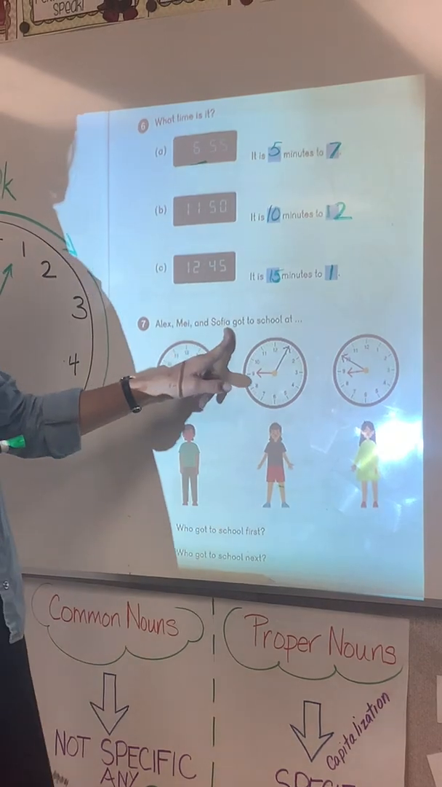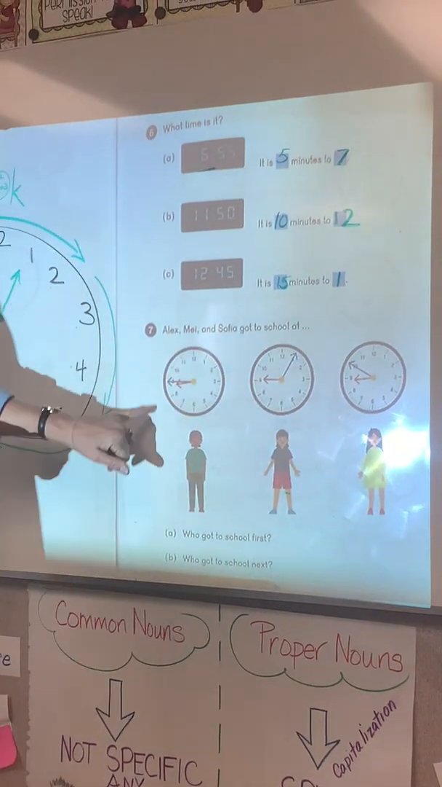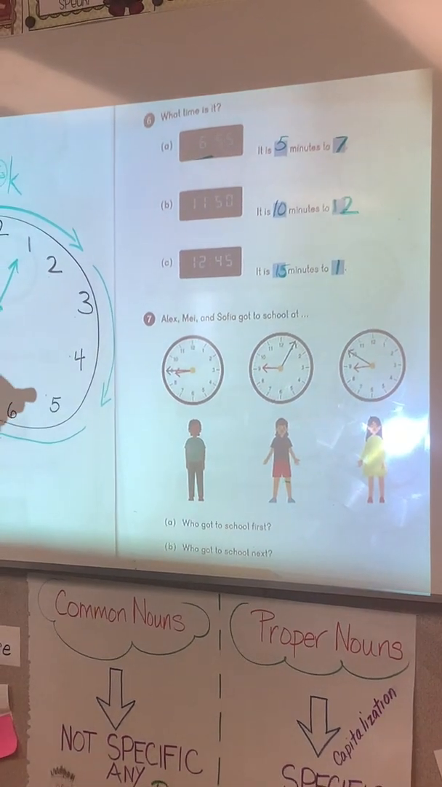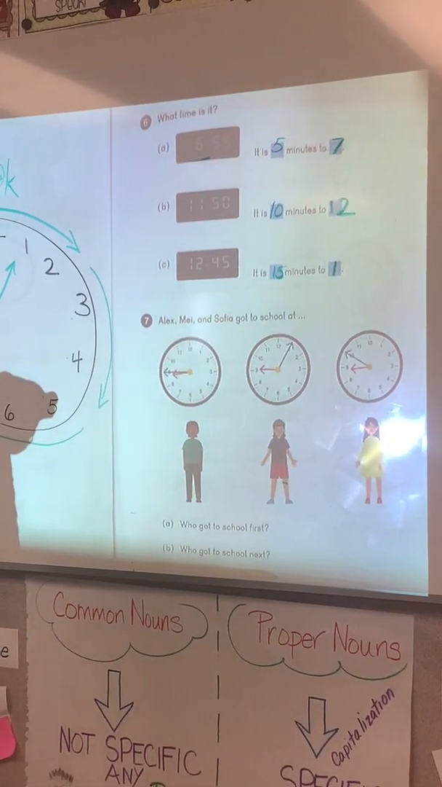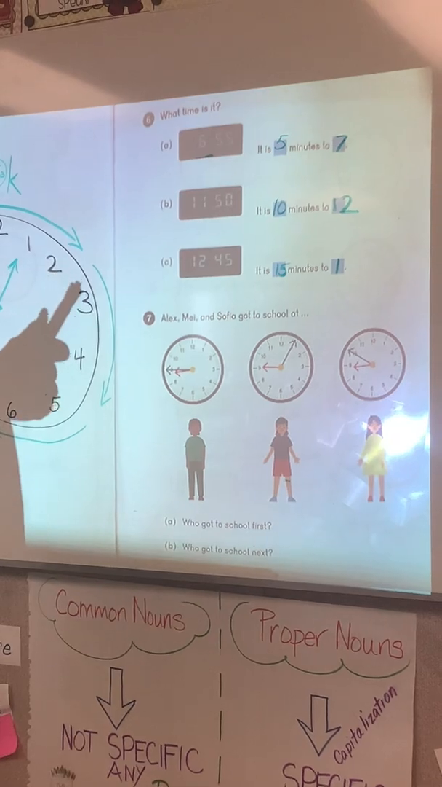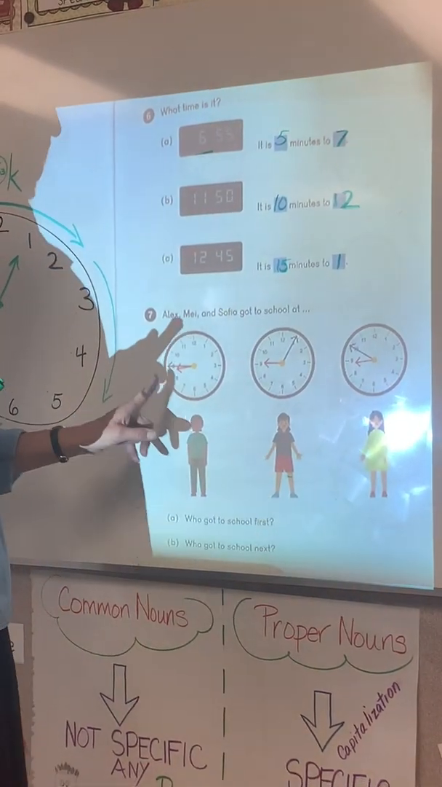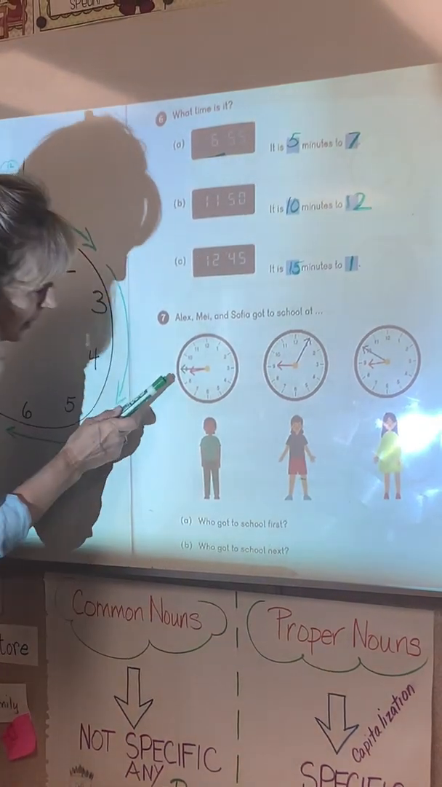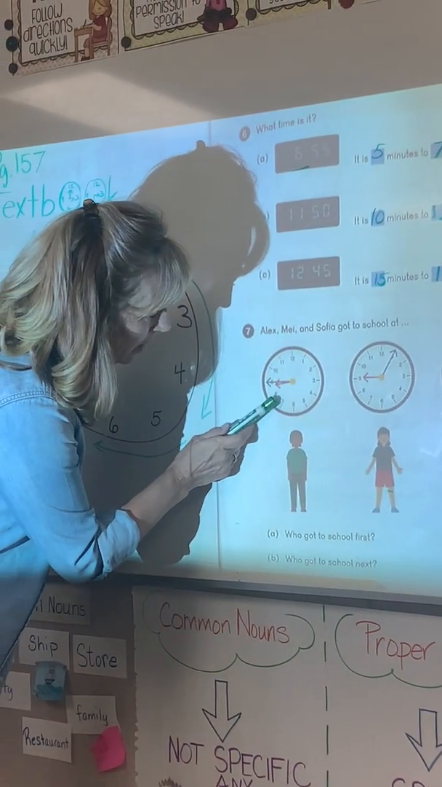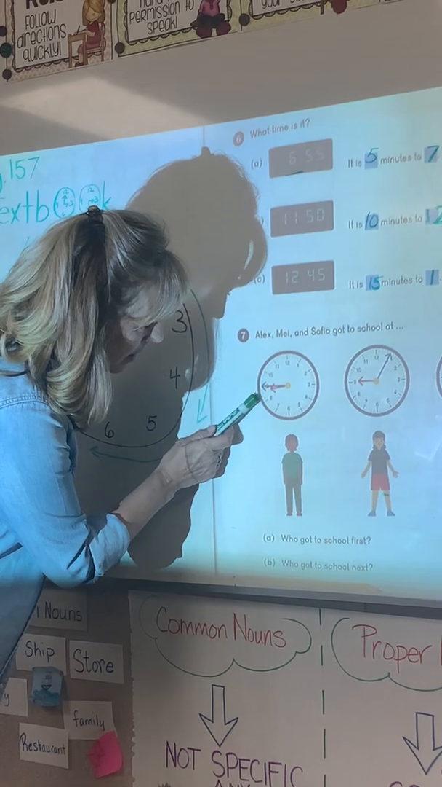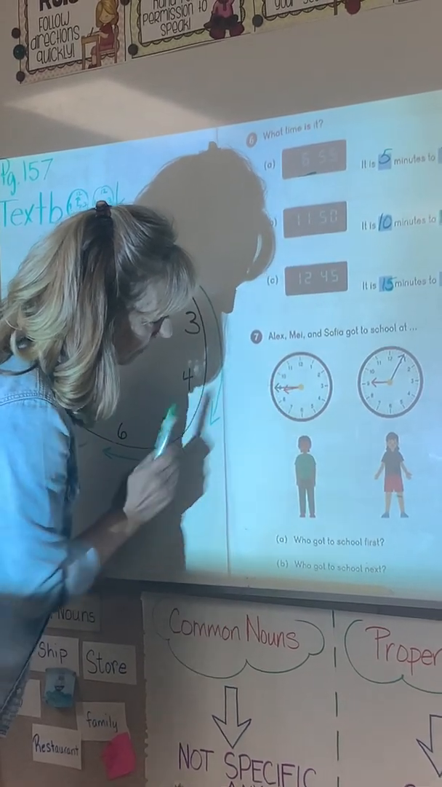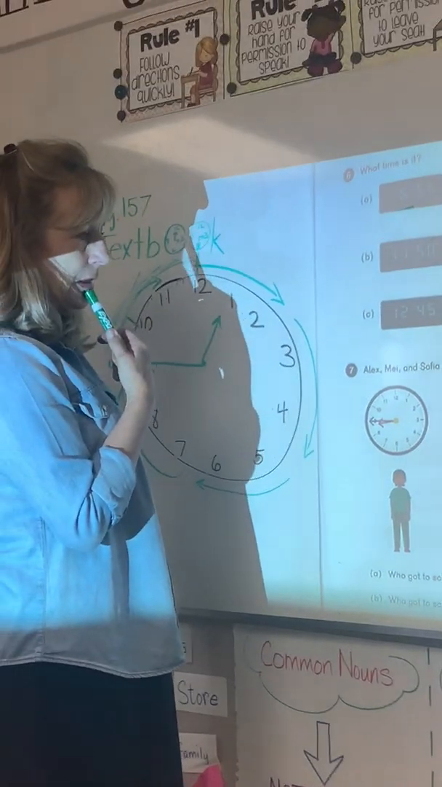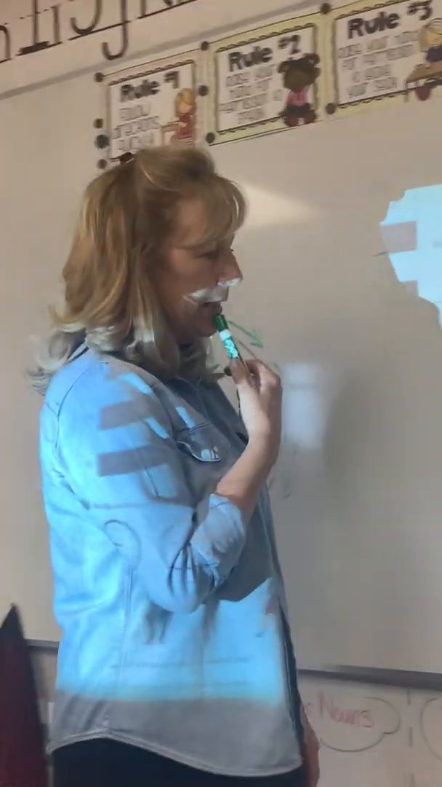Alex, May, and Sophia got to school at, and here are the clocks that tell exactly what time each student got to school. So really, in order to figure out who got to school first, we have to figure out what time each one is. All right? So let's look at this one. The short hand is almost on the 9, but the long hand is definitely on the 9. Well, let's look at this.